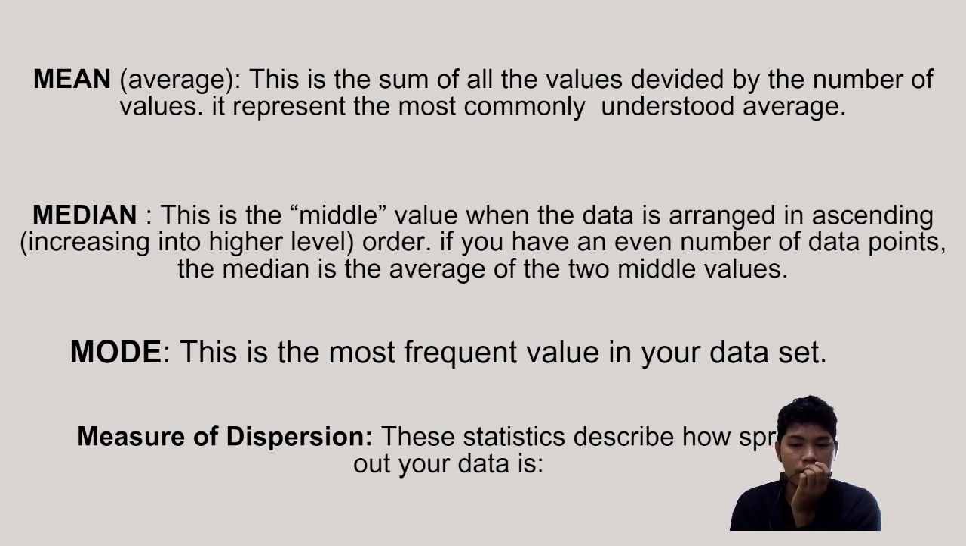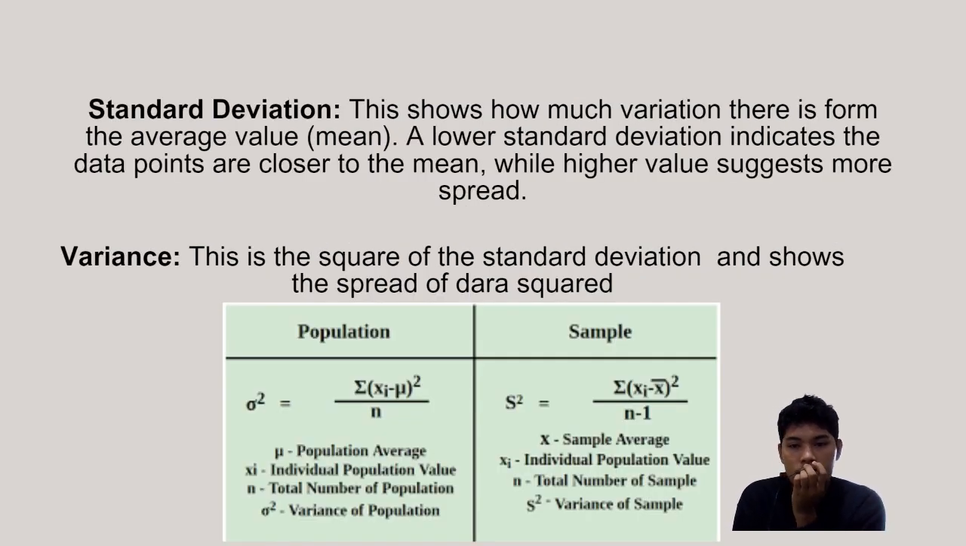The next is mode. This is the most frequent value in your data set. Measure of dispersion. These statistics describe how spread out your data is. So next is standard deviation. This shows how much variation there is from the average value, which is mean. A lower standard deviation indicates the data points are closer to the mean, while a higher value suggests more spread.